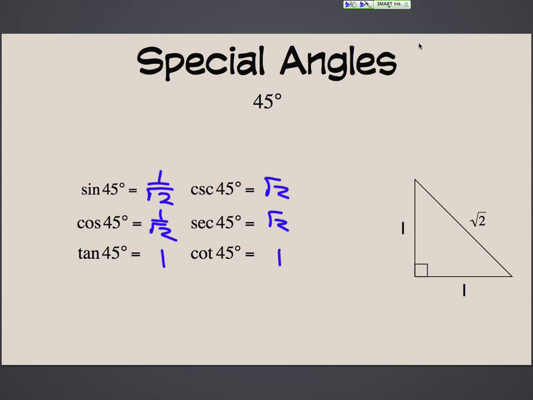So how many things do I need to have memorized for this one? 1. I need to know sine of 45, along with the information that sine and cosine of 45 are what? The same.